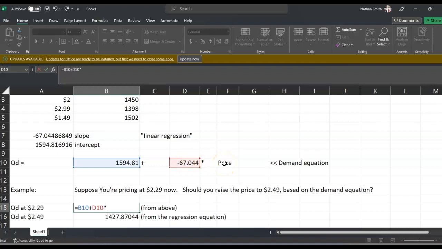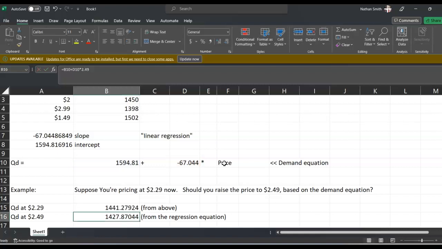And now I have to then type in or cell reference the price. So since I don't have another cell for that, I'm going to type in 2.29. So this is going to have Excel run the demand equation at a price of $2.29. You can also do this in a calculator. Okay. Now suppose I raise price to $2.49.